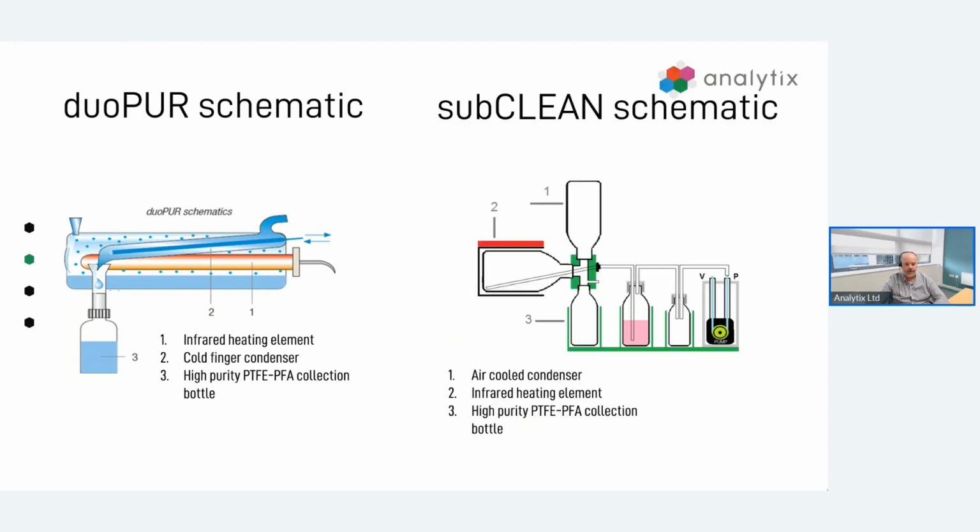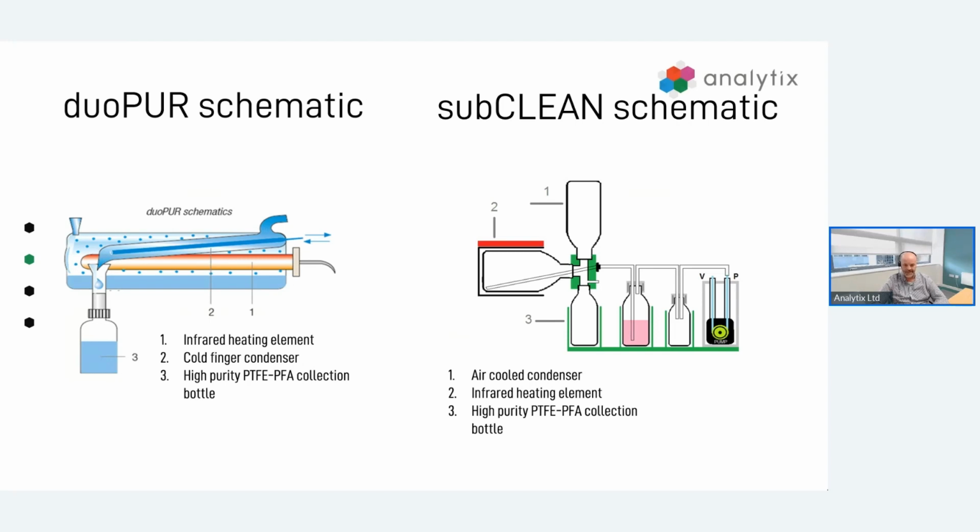If we look at the subclean, it's a very, very similar setup. The main difference being here is that the condenser in this process is not a cold finger condenser, but an air-cooled condenser. So on the left of this schematic, you'll see 3 bottles. All of these are high purity PTFE collection bottles. So the one at the top is used as a condenser. Number 2 is actually placed underneath the heating element, so similar to the infrared heating element you can see on the duopore. And then number 3 is the collection bottle.